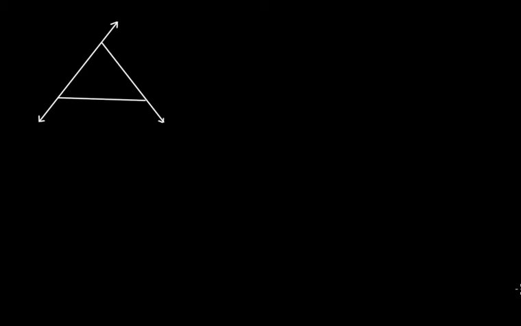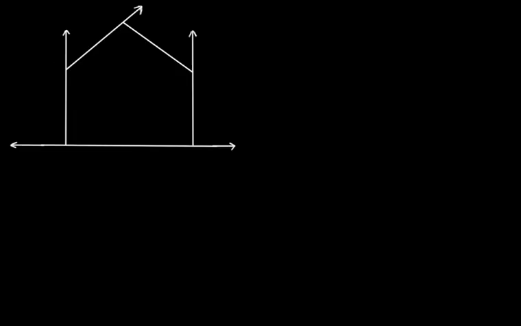We know that the sum of the internal angles of the triangle is 180 degrees, of the quadrilateral is 360 degrees, of the pentagon is 540 degrees. But what about the sum of the external angles of the triangle, of the quadrilateral, of the pentagon, of the hexagon, and in fact for any polygon? What will be the sum of the external angles of the polygon?